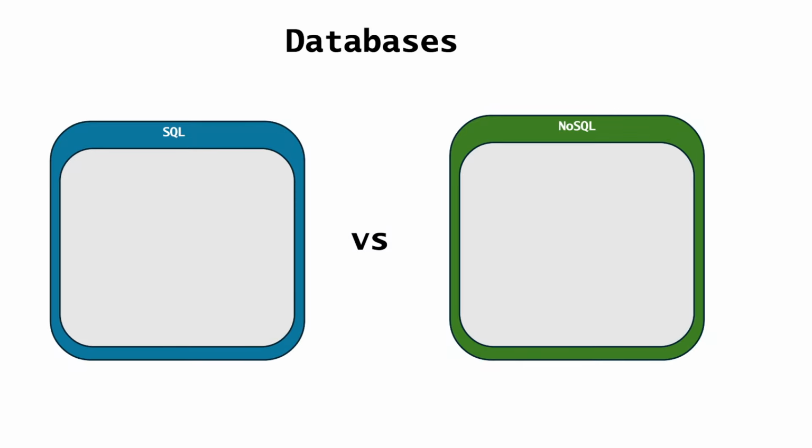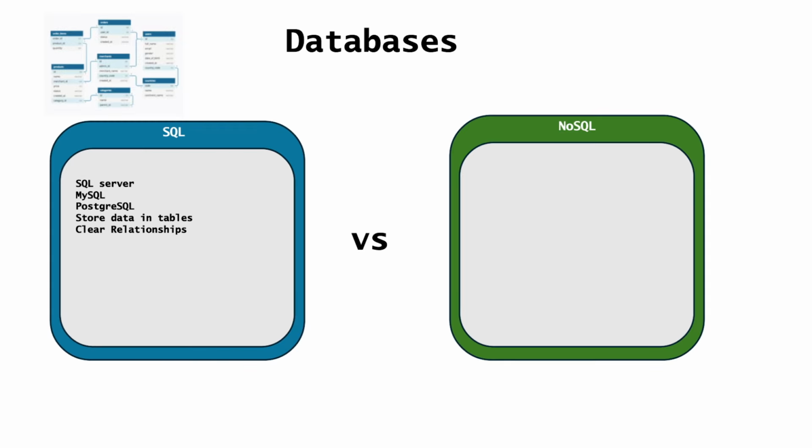But not all databases are the same. There are 2 main families, SQL and NoSQL. SQL databases, like SQL Server, MySQL, or PostgreSQL, store data in tables with rows and columns. They follow a strict structure called a schema, and they use SQL language to query data. SQL databases are great when your data has clear relationships, like customers, orders, and products, and you need transactions and data integrity.